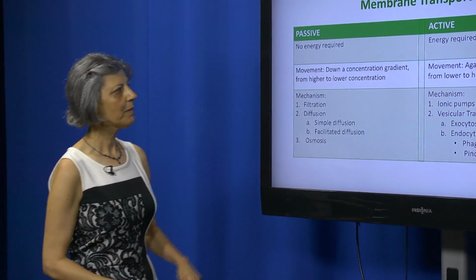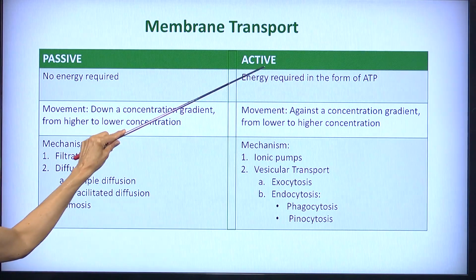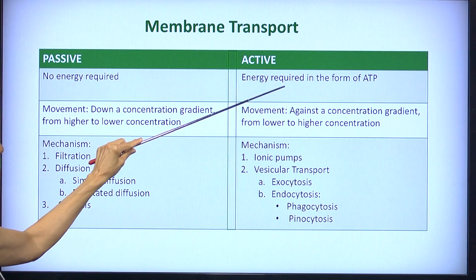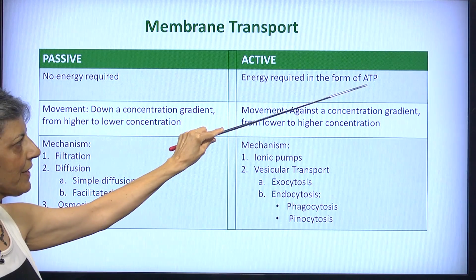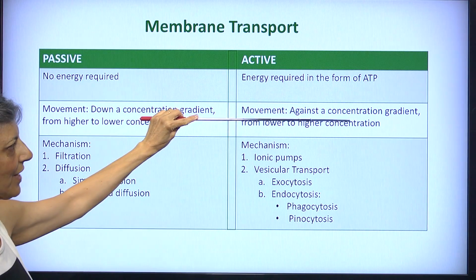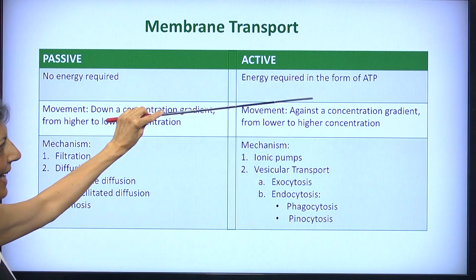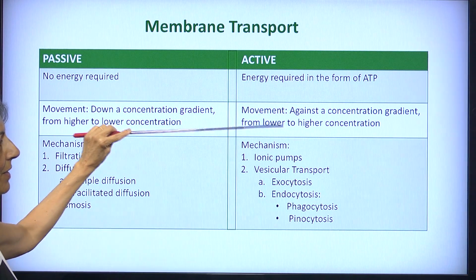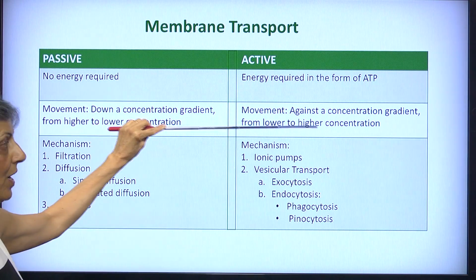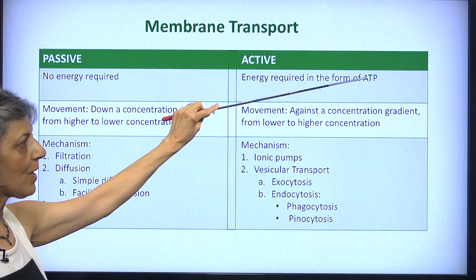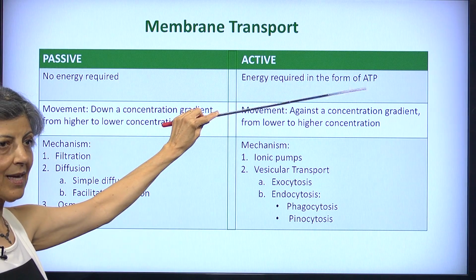So this is a reminder of what happens in active membrane transport. Energy is required. The cell has to use some of its ATP. Why is this? Because we are trying to move substances against their concentration gradient, which means I'm moving substances from lower to higher concentration, which is the opposite of the norm. This is why the cell has to use ATP.